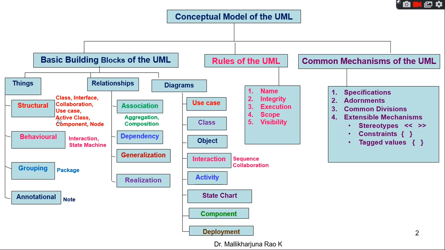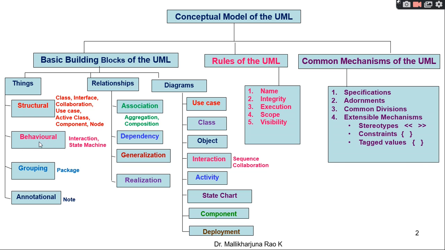Then active class, to control the elements. A class does not have any control, but an active class has some control. That is the difference between class and active class. Active class has an additional mechanism called control activity. The next one is component. It's a physical and replaceable part of the system. The next one is node. It's a runtime existing element. We'll see all of this in detail in the next video.